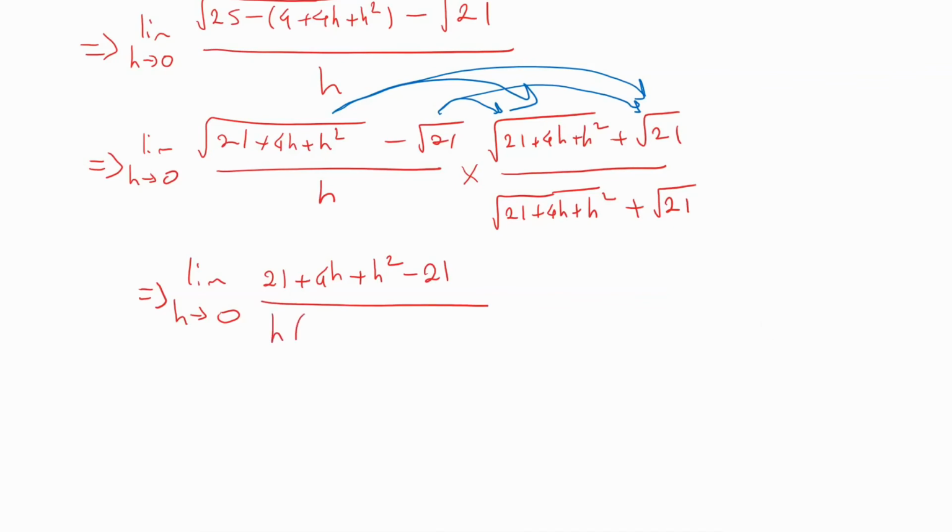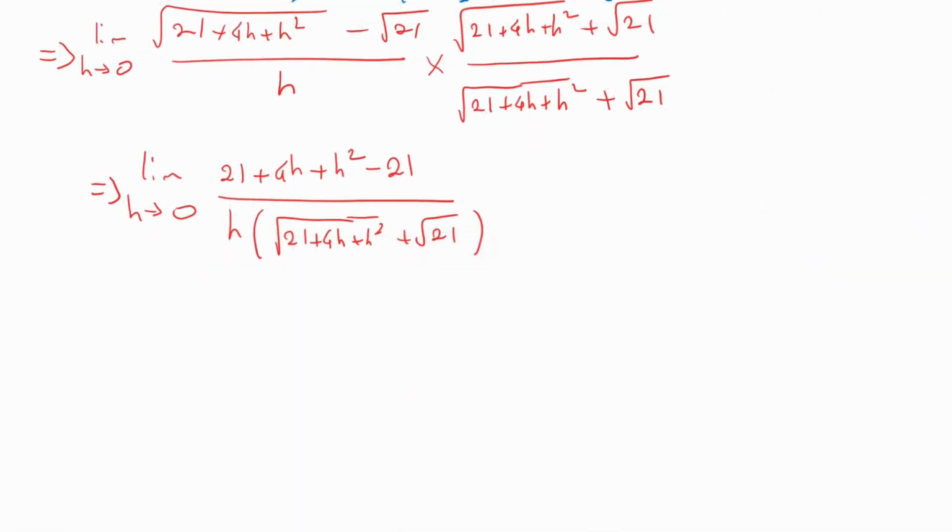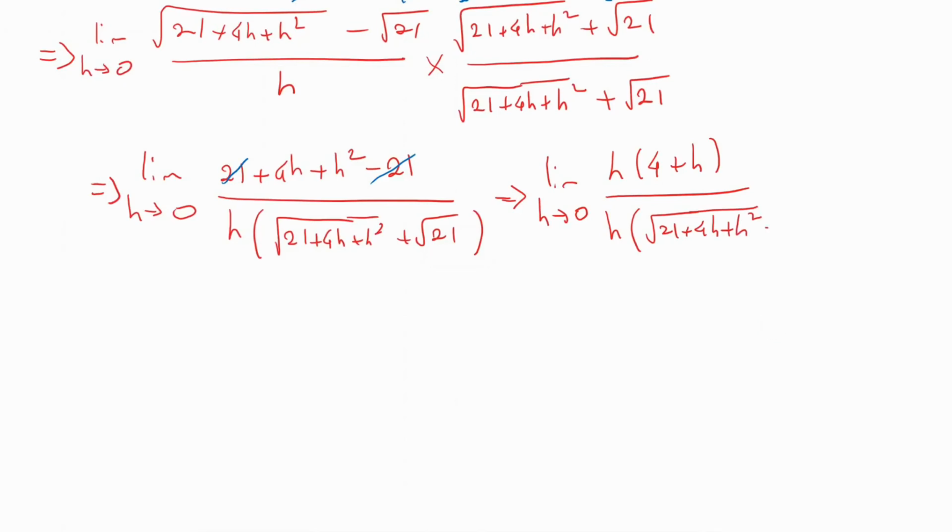So now I have h on the bottom, and because I'm going to cancel out h, I'm not going to bother distributing it. So now I have root of 21 plus 4h plus h squared, plus root 21. Here I realize that I can cancel these out because this is positive 21 but this is negative 21, and I realize that I can take out h from here. So I'm going to go ahead and take out the h. So limit as h approaches 0, if I take h out, I'm left with 4 plus h, over h times root of 21 plus 4h plus h squared, plus root 21.